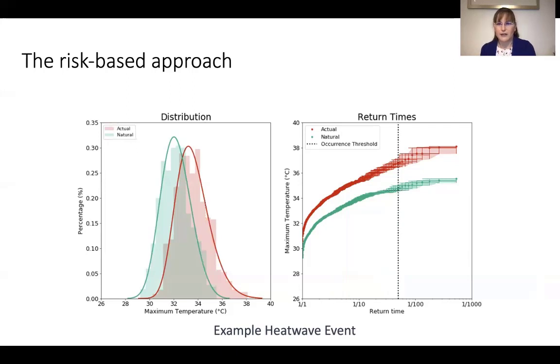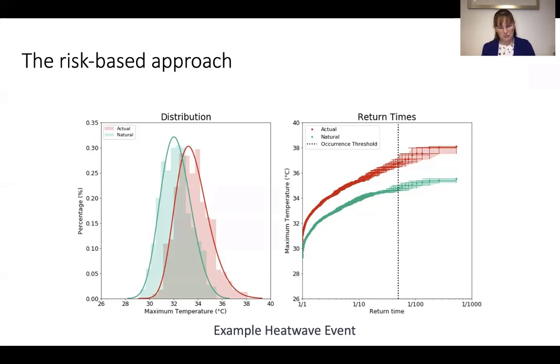Now, another way that we can look at this question, particularly from the return times, is we can say, well, perhaps we are building a piece of infrastructure and we need it to withstand the 1 in 50 year event, say.